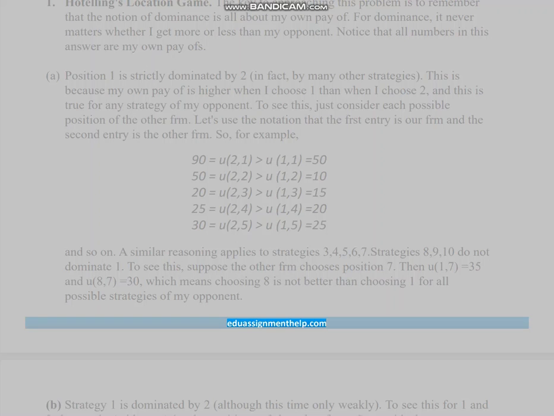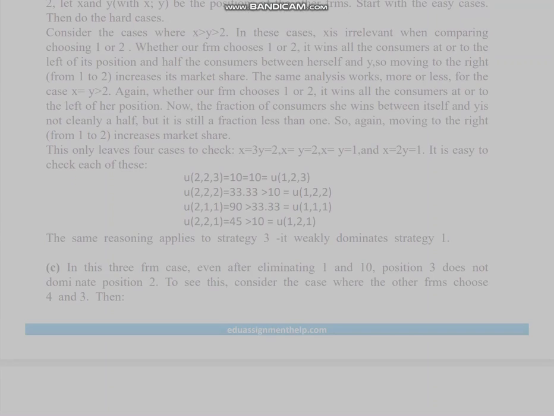B. Strategy 1 is dominated by 2, although this time only weakly. To see this for 1 and 2, let X and Y, with X less than or equal to Y, be the positions of the other firms. Start with the easy cases. Then do the hard cases.